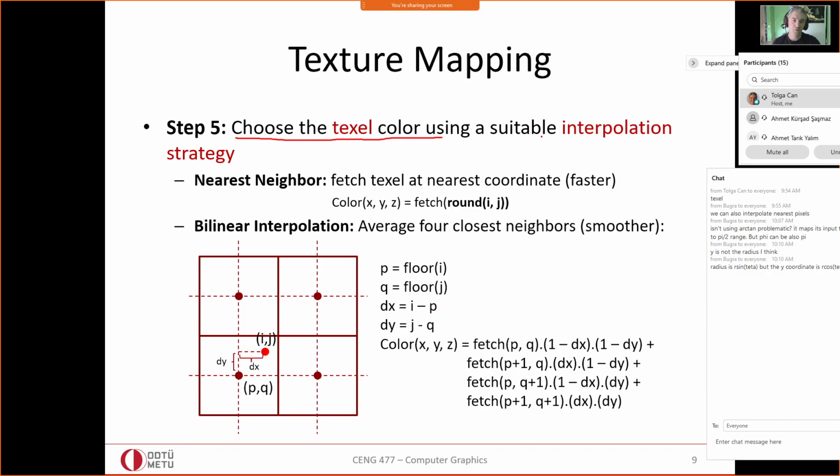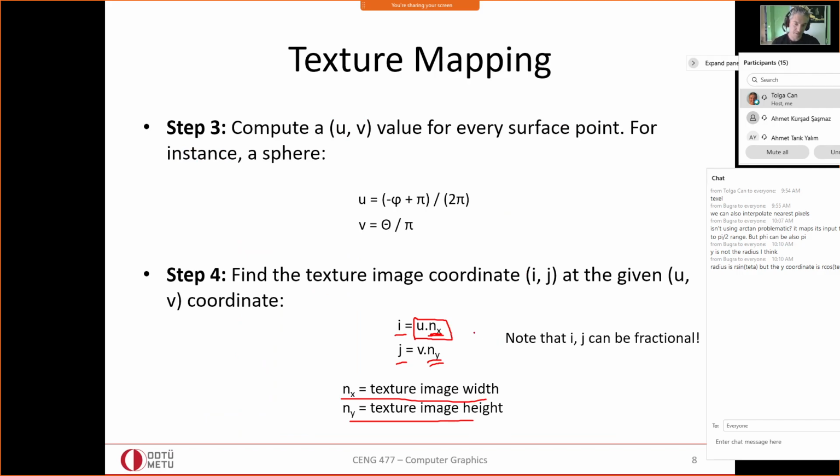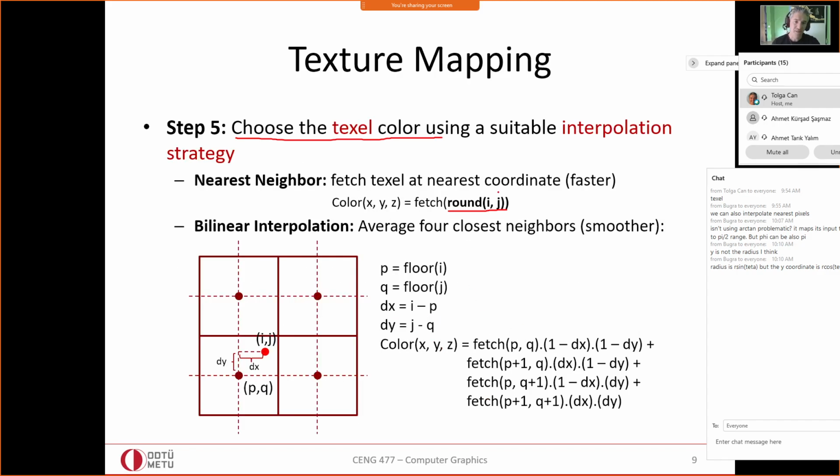Choose the texel color using a suitable interpolation strategy. We can interpolate by choosing the nearest neighbor. That's the easiest case, in which we just round whatever ij values you end up with after you multiply your uv coordinates with nx and ny. It will give you a single ij coordinate, and you just fetch that from your texture image. That becomes the color of XYZ. So that's actually using the texture color directly as the surface color, putting whatever texture image color we have directly on that pixel.